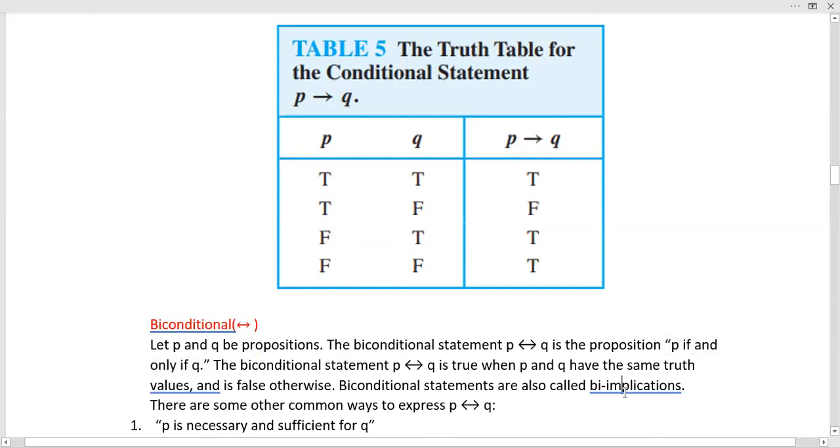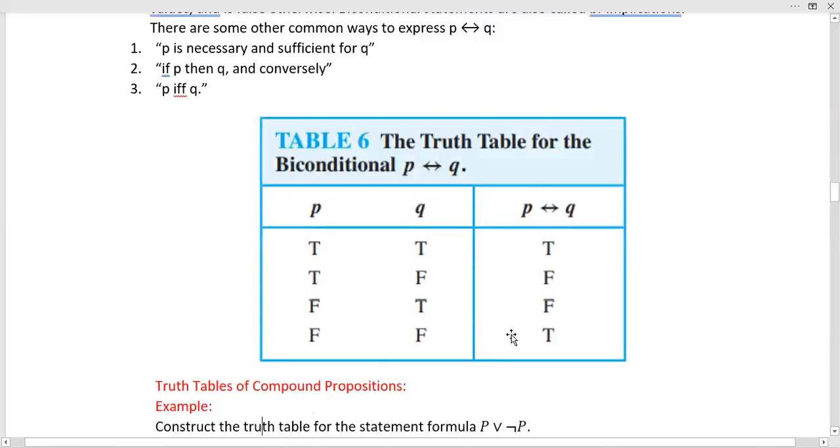Are you okay? Now come to the truth table of the biconditional. What is the biconditional? When two statements P and Q are combined with if and only if, the statement is called the biconditional. The symbol of the biconditional is the two-sided arrow. This is the truth table of the biconditional.